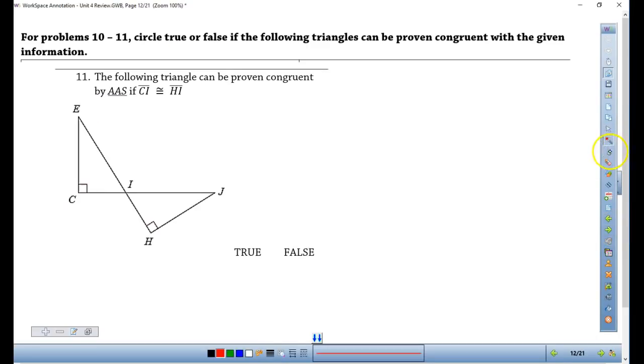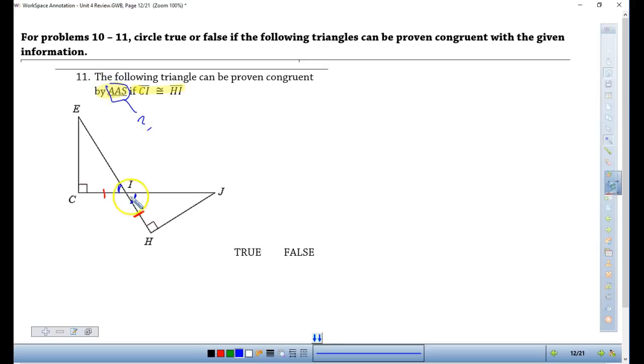Number 11, so same thing. They can be proven by AAS if CI, so that's a side. So let's go find CI. CI, this side, is congruent to HI. Alright, so they told us to add that to the picture. Now we should already automatically know that we should have added the vertical angles, because we always need to do that. It's a given. Alright, now AAS, does it work?